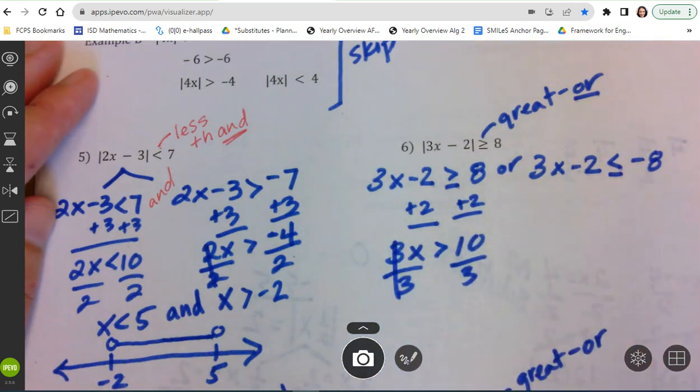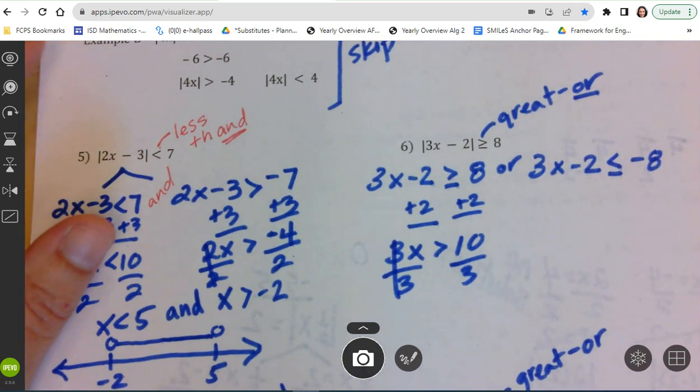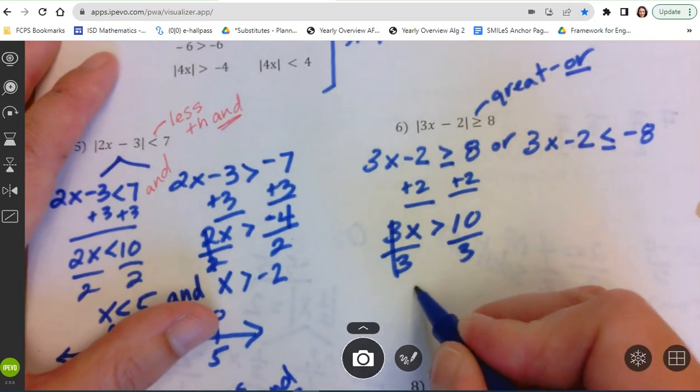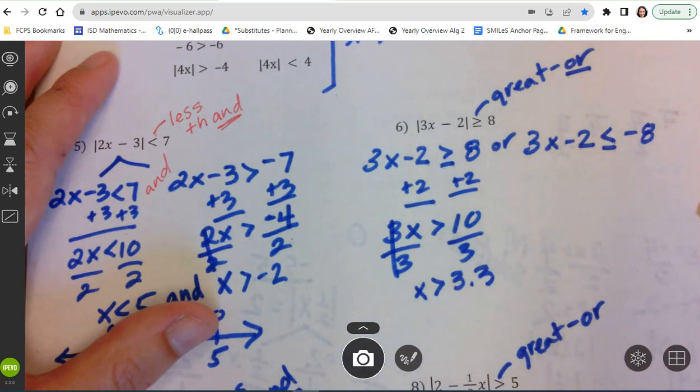So you can leave that as 10/3. 10/3 is a beautiful number because it's exact. But when you're making a number line, some people have a hard time locating 10/3. So if you want to round it to 3.3, that's okay too.